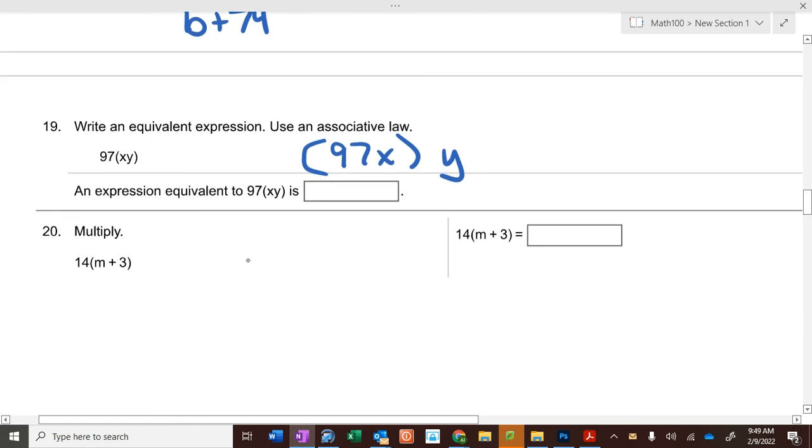And then multiply. 14 times m plus 3 is 14m plus 3 times 14 is 42. That's what your test will look like.